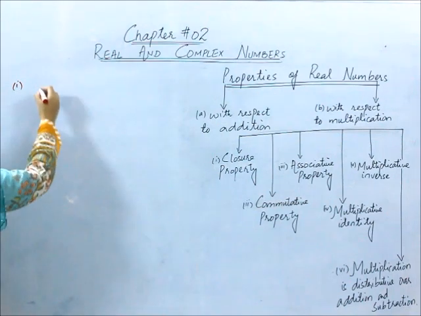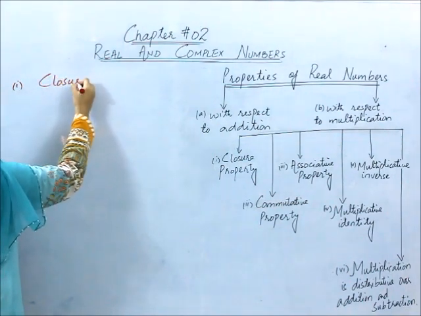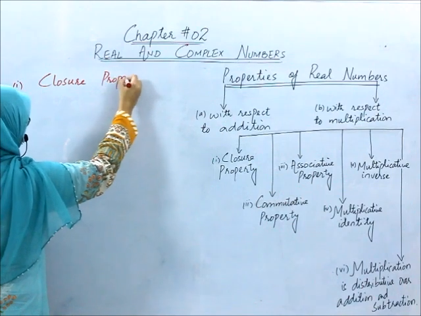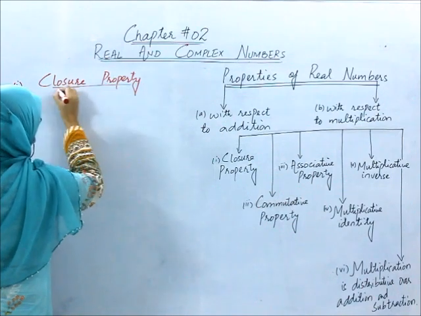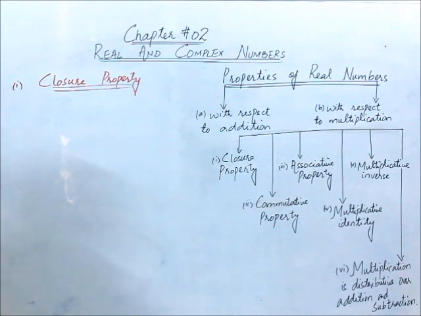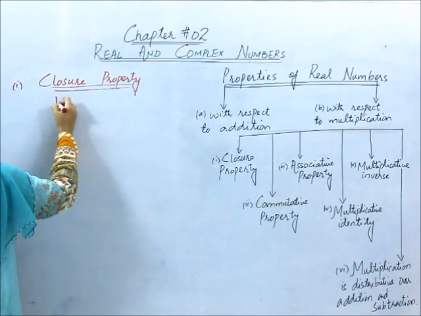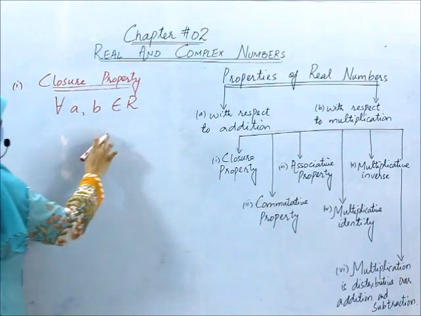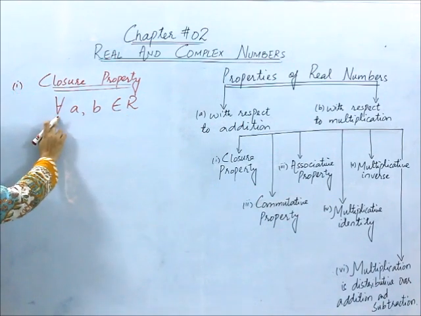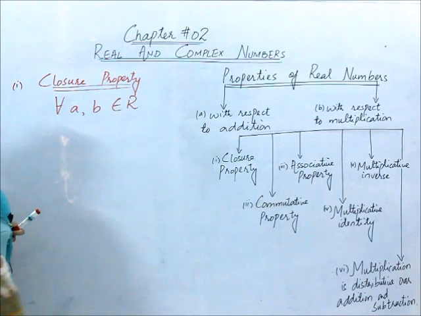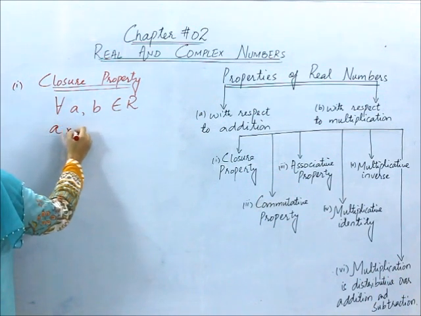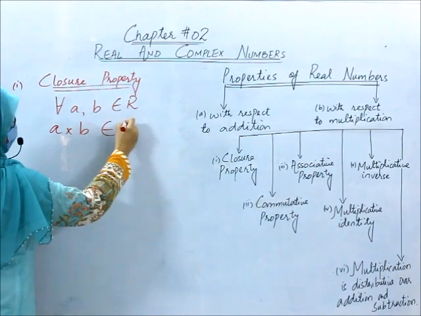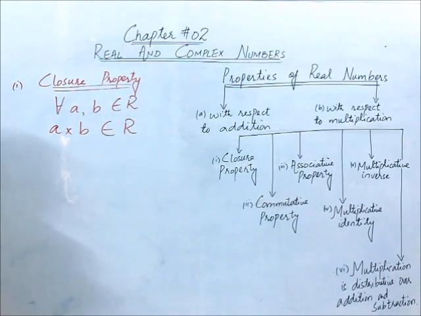First property is the closure property. What does closure property say? Closure property with respect to multiplication. As we studied the closure property with respect to addition, just similar to that, for all real numbers, or for all numbers which belong to the set of real numbers, this sign is for all, this sign is for belongs to. Now what this closure property with respect to multiplication says, that when we multiply these numbers, the answer would also belong to the set of real numbers.